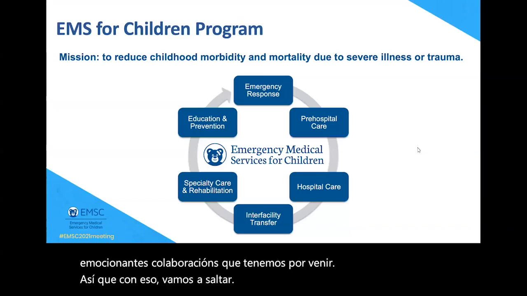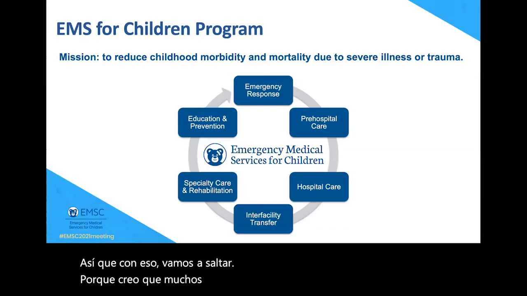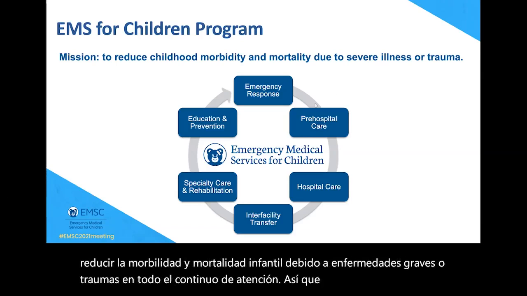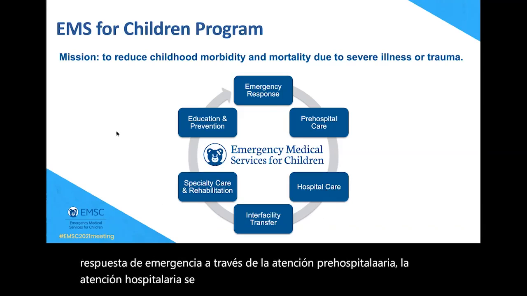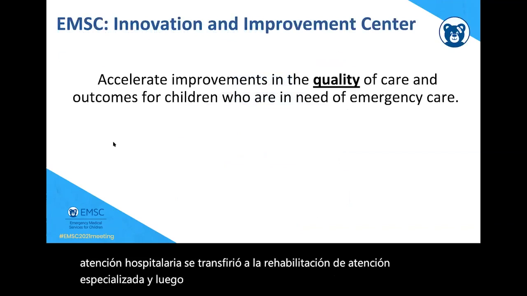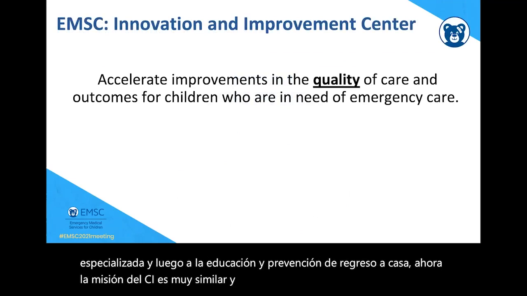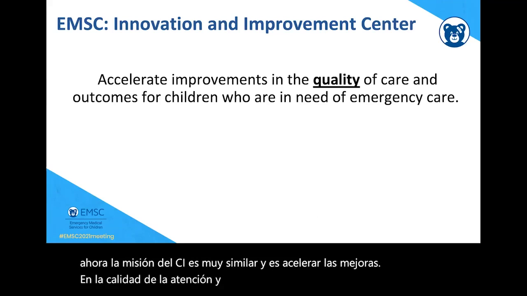As I think many of you know, the EMS for Children program's mission is to reduce childhood morbidity and mortality due to severe illness or trauma across the care continuum. So starting with the emergency response through pre-hospital care, hospital care, transfer to specialty care, rehab, and then on return home, education and prevention. Now, the EIIC's mission is very similar, and that is to accelerate improvements in the quality of care and outcomes for children who are in need of emergency care.